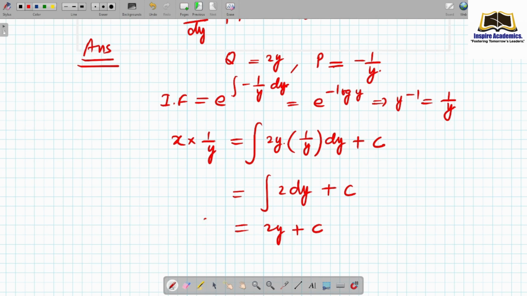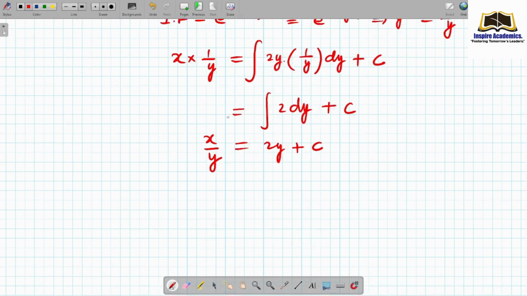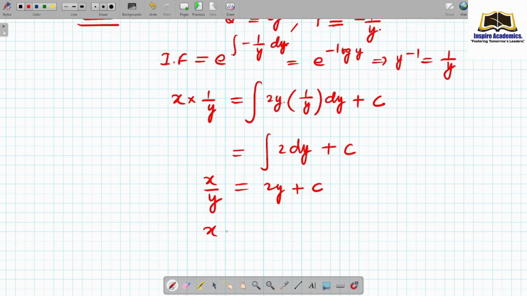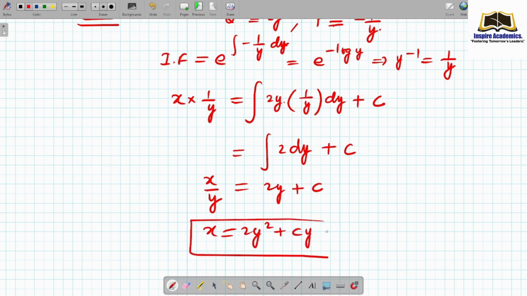And here you will write x upon y. So what is the final answer? X is equal to 2y square plus cy. So this is your final answer.